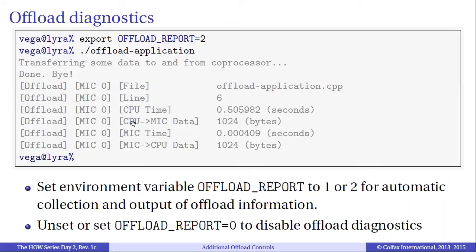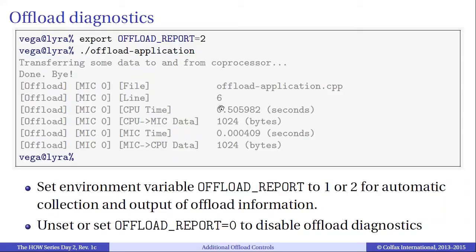This is how long it took. This is how much data was transferred, and so on. I want to point out something important here. You can see that we did an offload, we transferred 1 kilobyte of data to Xeon Phi, and it took, wow, half a second. Does it mean that it is that slow?